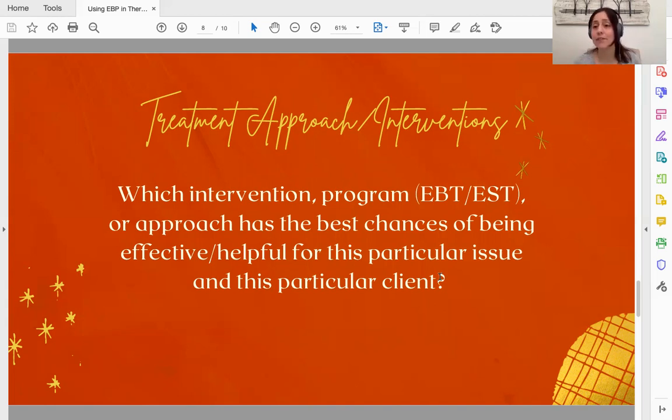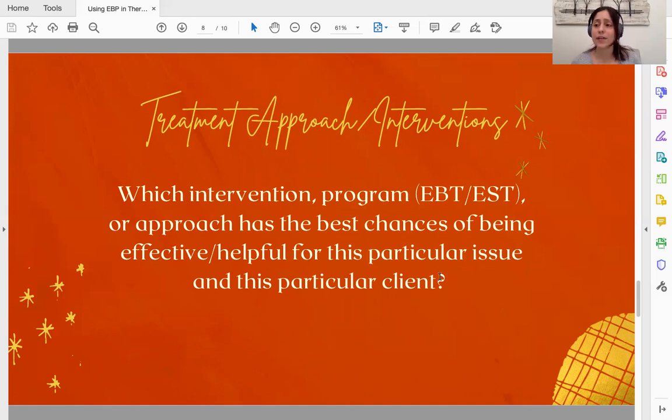Further, there's no point in having a super effective intervention if you can't afford to implement it or it just isn't feasible. For example, the evidence-based treatment MAP costs about $3,000 to be trained in. So unless you have an agency that's going to pay to get you trained, even if that's the perfect intervention, you might not be able to provide it.